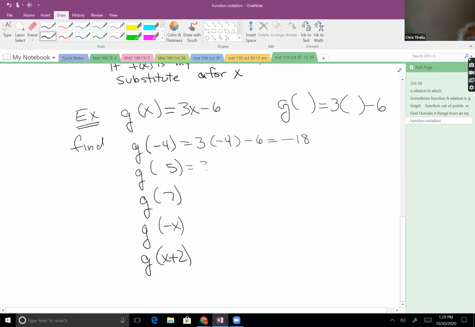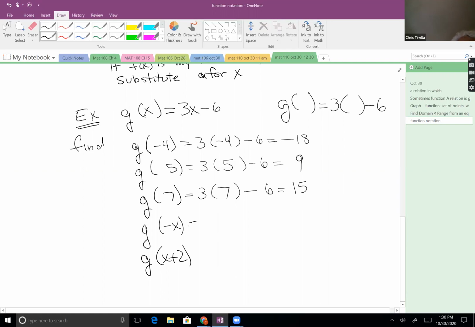g of 5 would be 3 times whatever I'm putting in for x, minus 6. And this time I'm putting in 5. I apologize, I misspoke. And so when I work this out, I have 15 minus 6, or 9. g of 7, well, it would be 3 times, I'm replacing x with 7, minus 6. And 21 minus 6 would be 15.